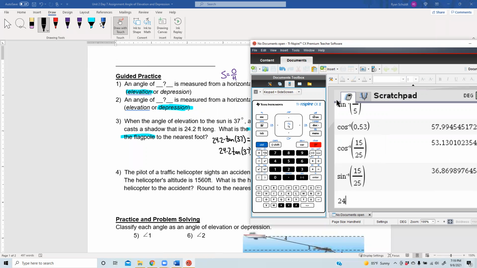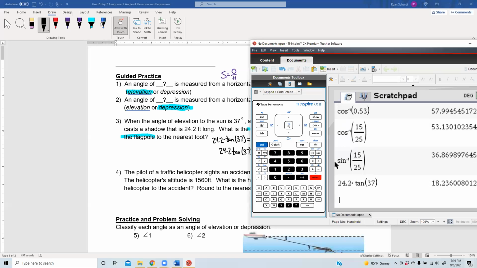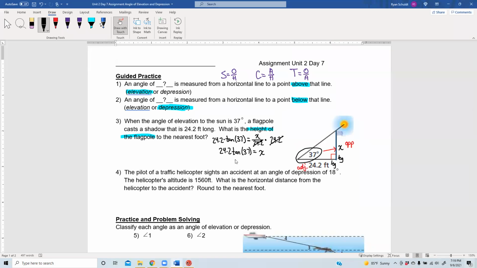24.2. Oh, where's my decimal? Times the tangent of 37. 18, it says nearest foot, so that's going to be a whole number. Means it's going to be 18 feet. There we go.